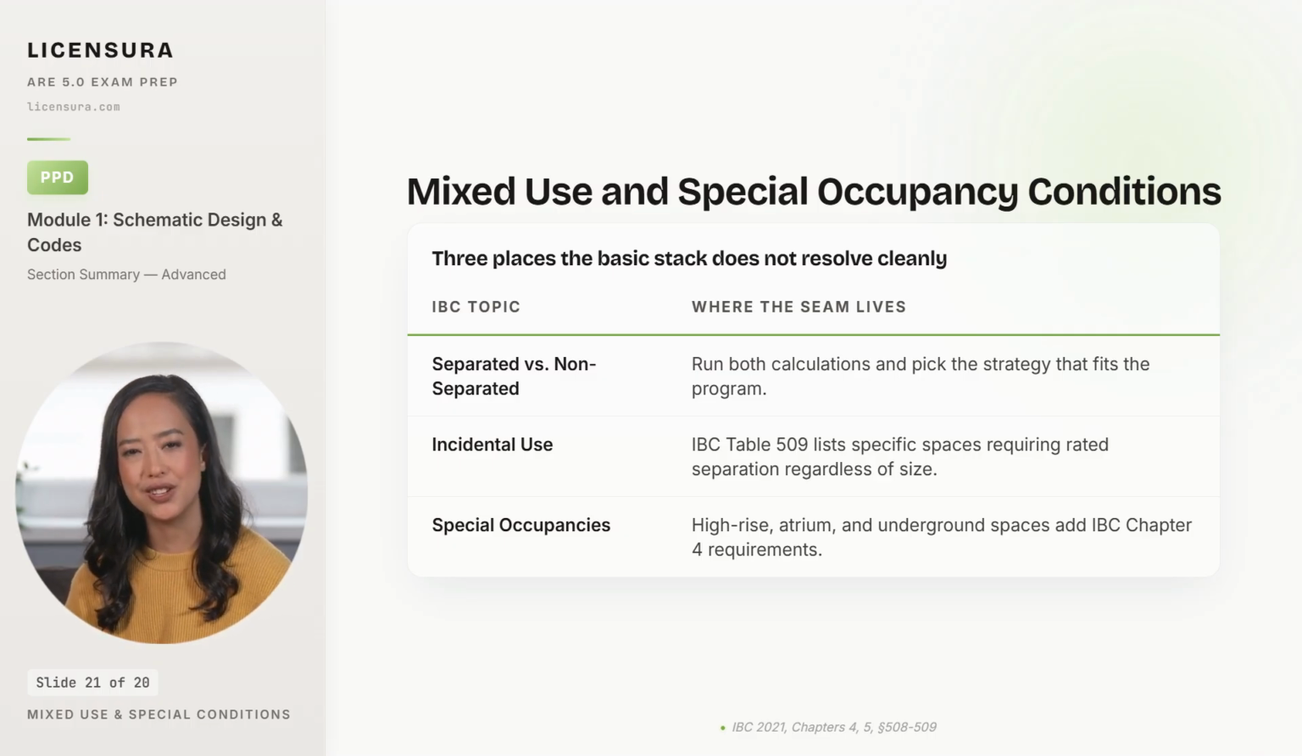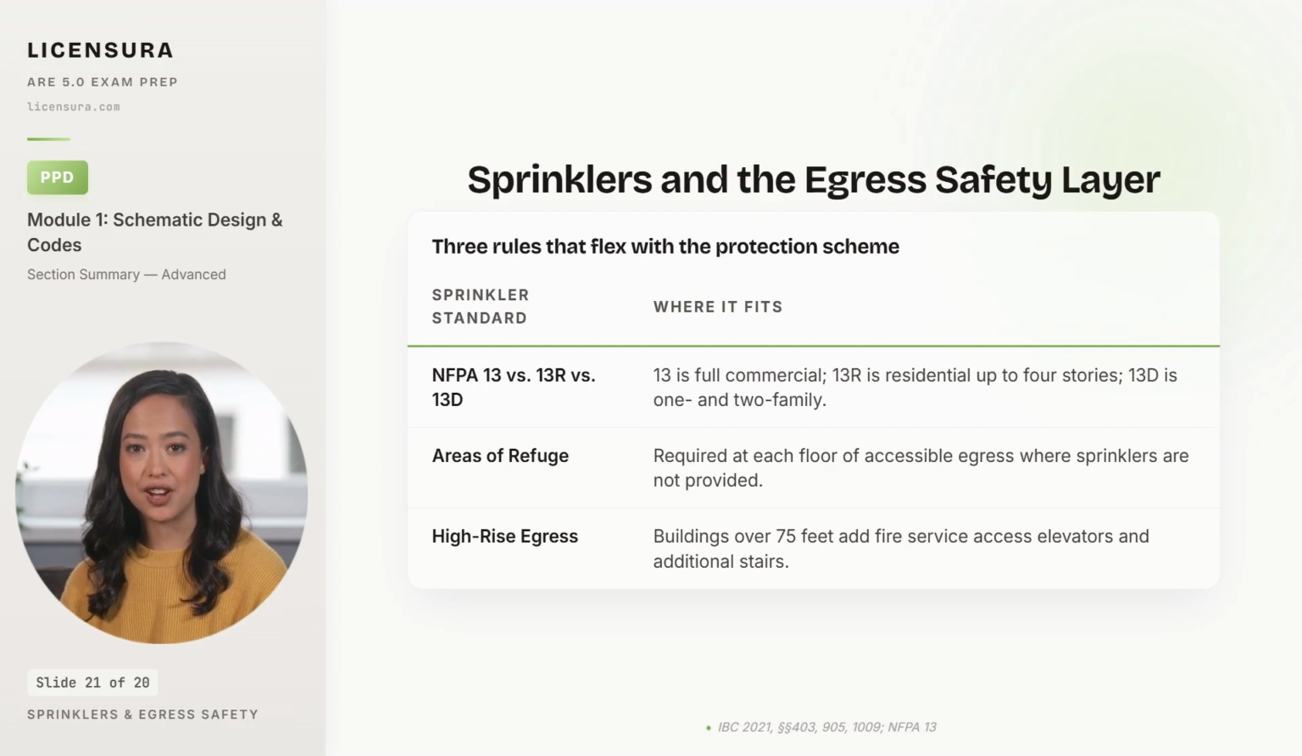Sprinkler standards open the second cluster of seams, particularly when the building is partially or entirely non-sprinklered. Pick the wrong sprinkler standard, and the rest of the egress logic unravels. The NFPA 13 family branches by building type. 13 is the full commercial standard with the deepest area and height bonuses. 13R is the residential standard for buildings up to 4 stories with narrower scope. And 13D is the 1 and 2 family standard with the lightest design.